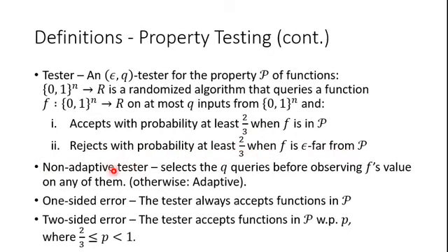We have a non-adaptive tester, which selects the q queries before observing f's value on any of these queries; otherwise it's adaptive. And we have one-sided error: the tester always accepts functions in P. And two-sided error: the tester accepts functions in P with probability p, where p is at least 2/3 and less than 1.